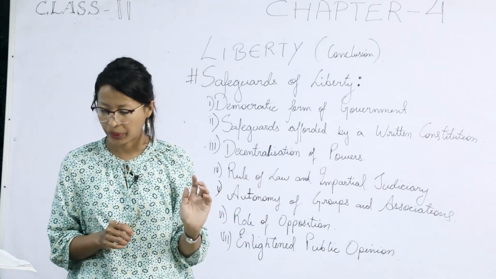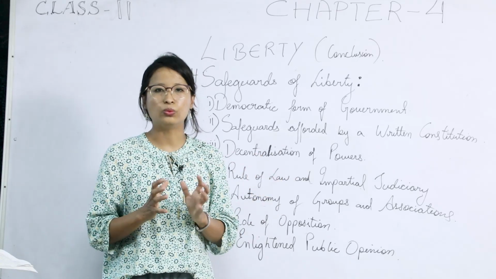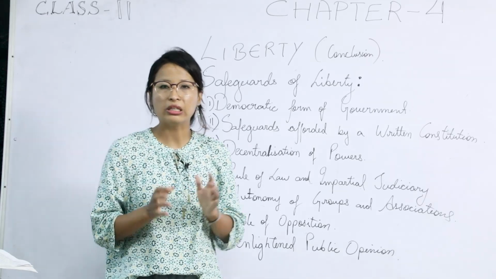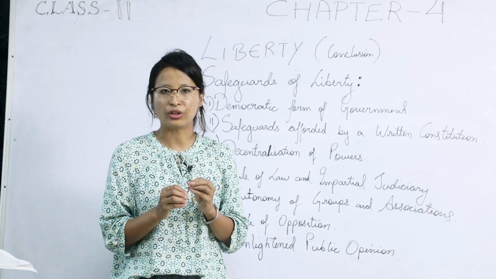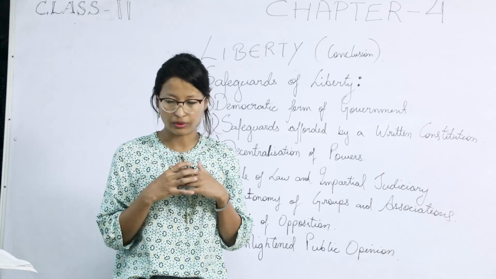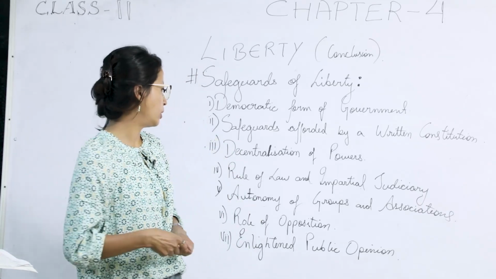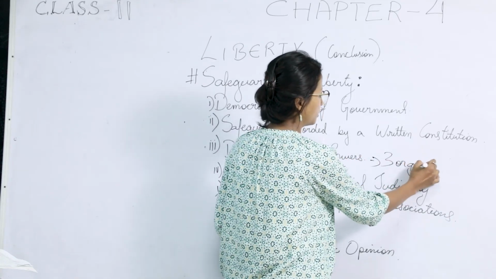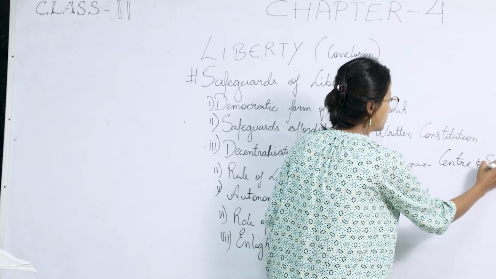Now point number 3, we have decentralization of power. When I say decentralization of power, it means something to do with the divisions of power. The divisions of power in a democratic government are divisions of power between the 3 organs of government, that is the legislature, the executive and the judiciary. These divisions of power are also known as the separation of power. When it comes to decentralization of power, it not only talks about the 3 organs, it also talks about the divisions of power between the center and the state.